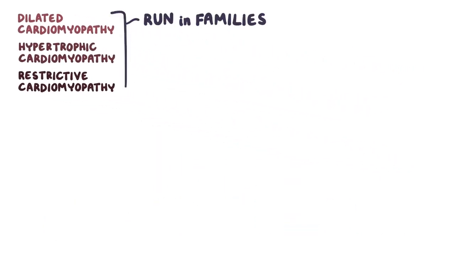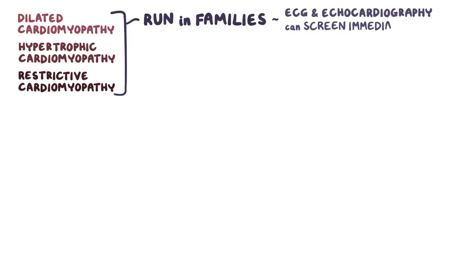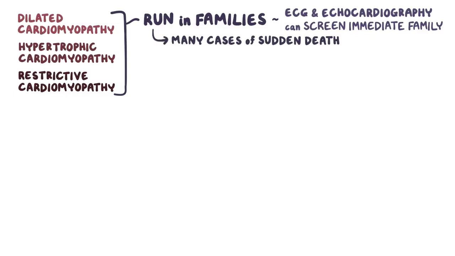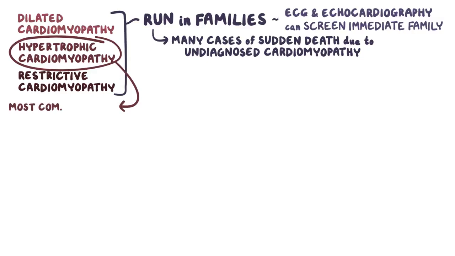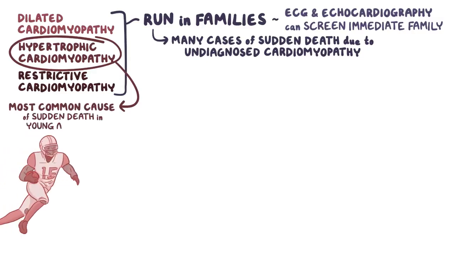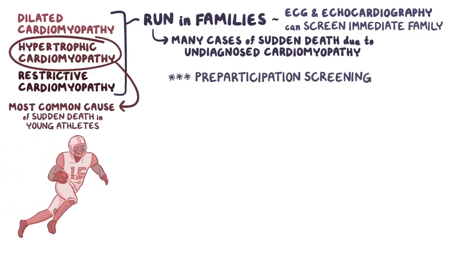All three types of cardiomyopathies can run in families. So, if this is suspected, ECG and echocardiography can be done to screen the immediate family. That's particularly important since many cases of sudden death are found on autopsies to be due to an undiagnosed cardiomyopathy. In fact, this is particularly relevant for hypertrophic cardiomyopathy, which is the most common cause of sudden death in young competitive athletes. And pre-participation screening programs that include an ECG and echocardiography are often used to avoid these tragic fatalities.